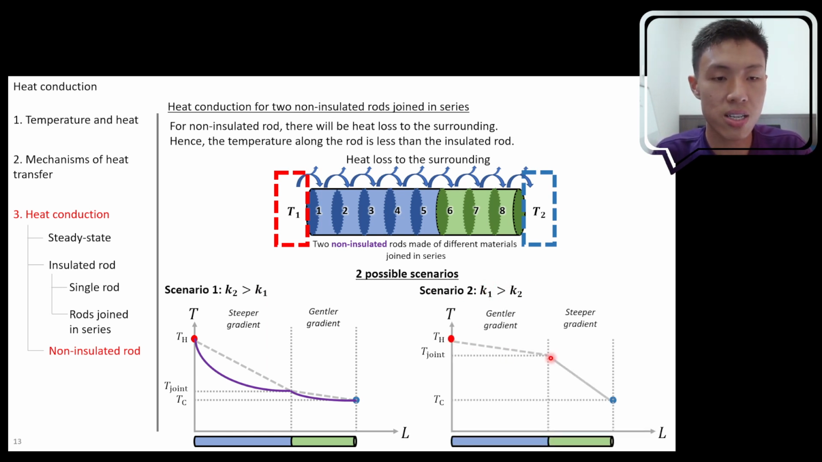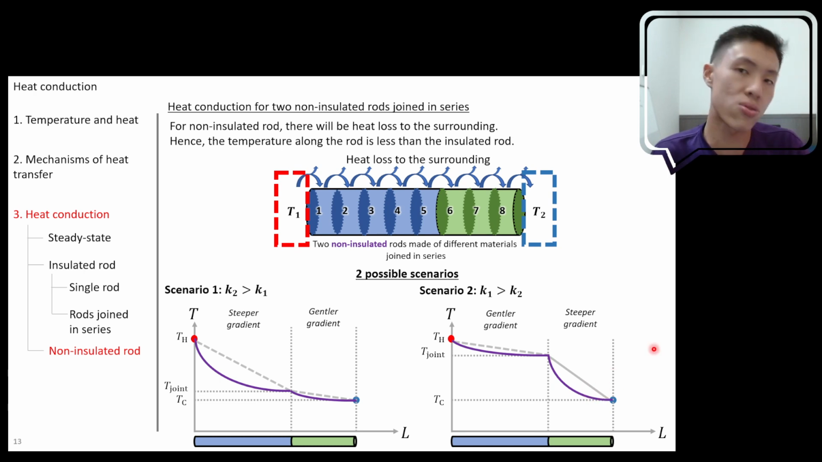Again, you still have gentle and steeper gradient for insulated rod, but assume that for non-insulated rod, the temperature will be slightly lower. So you can see a curve which is going below the linear line for insulated rod. Okay, you will see another curve that goes this way to show that the temperature is lower than what you would see for insulated rod.